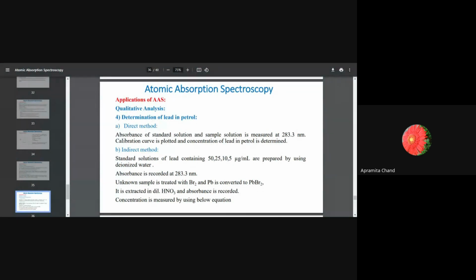But if you're not going for this, first you take standard solutions of lead containing different concentrations like 50, 25, 10 and 5, and you prepare them using deionized water. The absorbance is recorded at 283.3, and then you treat the unknown sample with bromine, and lead is converted to PbBr2. This is then extracted in dilute HNO3 and the absorbance is recorded.